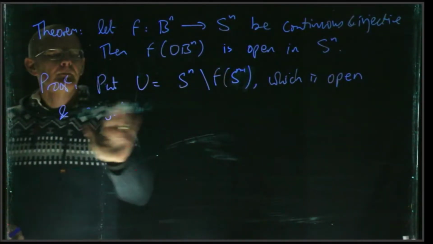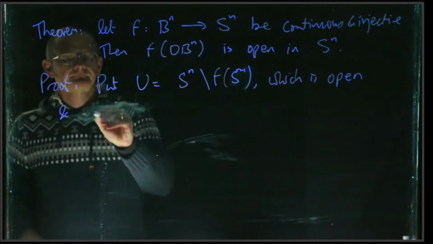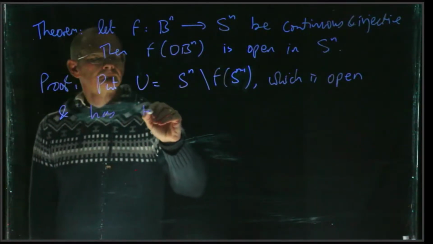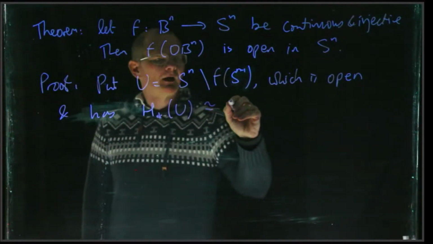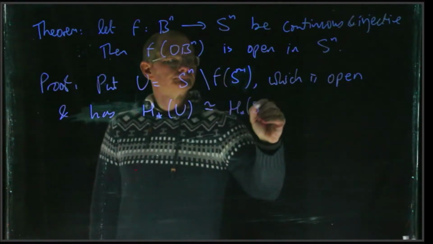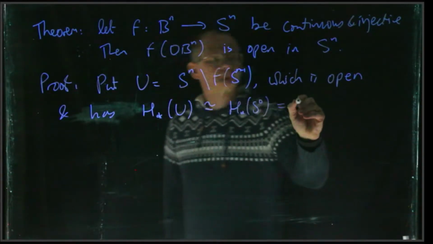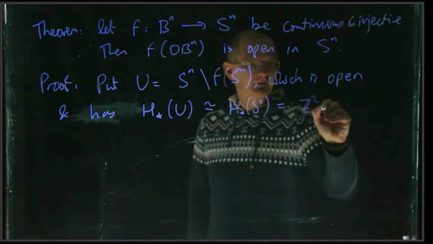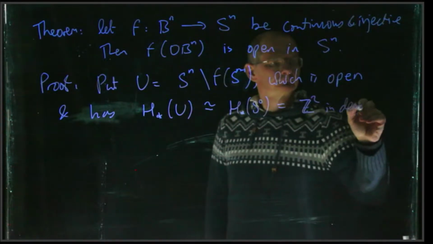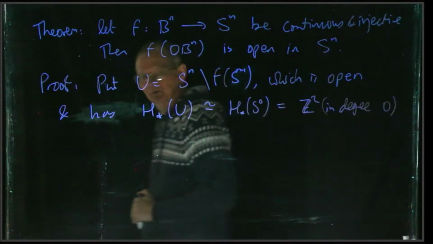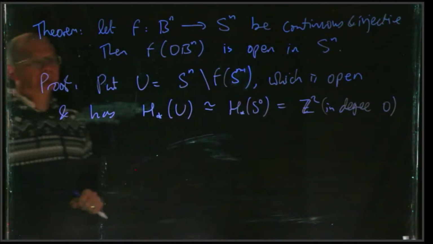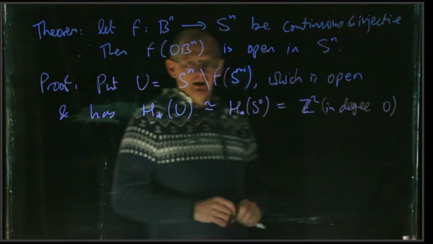So that's open, and the homology of U is isomorphic to the homology of S naught, which is Z squared in degree 0. So you've got Z squared in degree 0 and 0 everywhere else. Okay, so that's the homology of U.